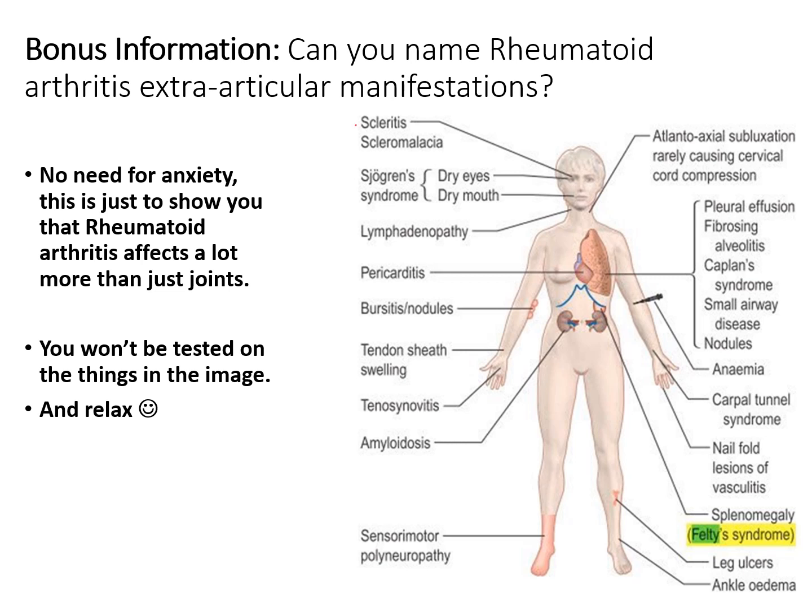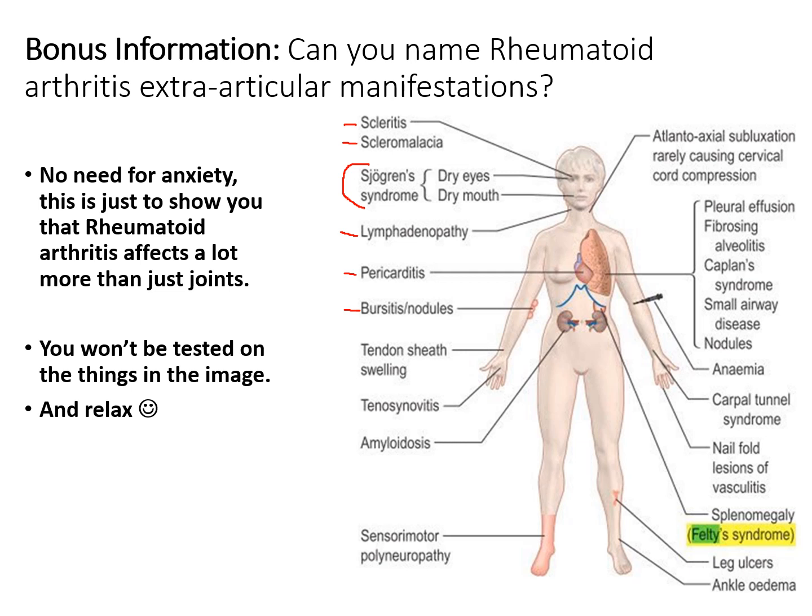Scleritis is inflammation of the sclera. Scleromalacia can be thinning of your sclera. Sjogren's syndrome is autoimmune, and is associated with rheumatoid. You get dry eyes and dry mouth and dry mucous membranes. Lymphadenopathy is bigger lymph nodes. Pericarditis is inflammation of the pericardium. Bursitis and nodules: the rheumatoid lumpy nodules that you can sometimes see on patients, commonly seen in the elbows.